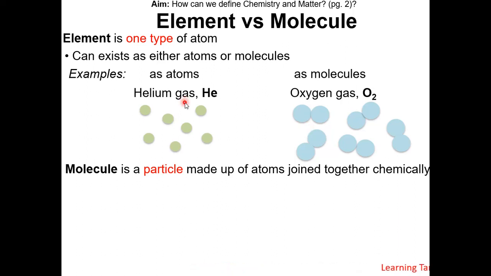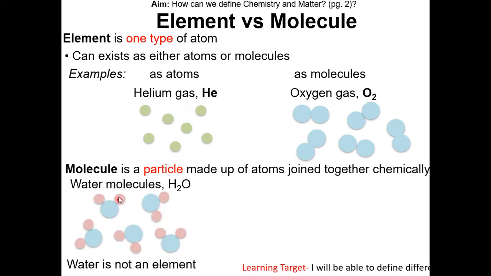Both helium gas and oxygen gas are considered elements because in each case, there's only one type of atom. In helium gas, there's only helium atoms. In oxygen gas, there's only oxygen atoms. Oxygen gas is considered both an element and a molecule based on the definition. Helium gas is only considered an element, not a molecule.